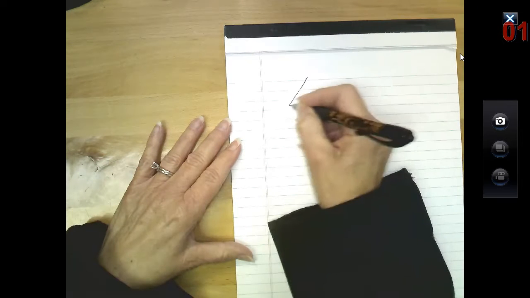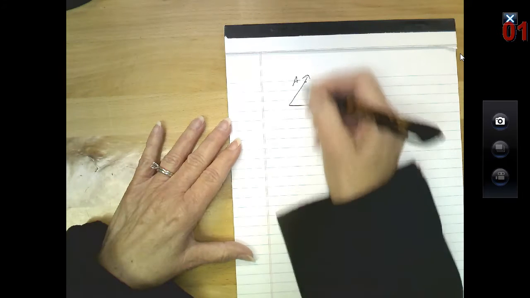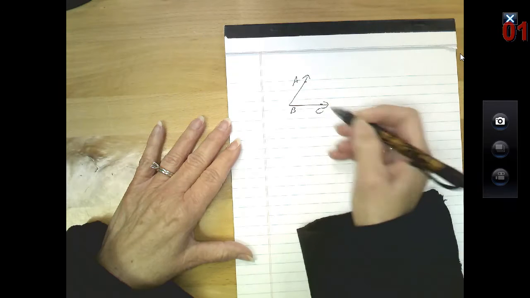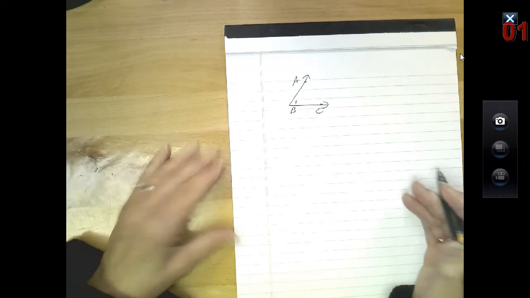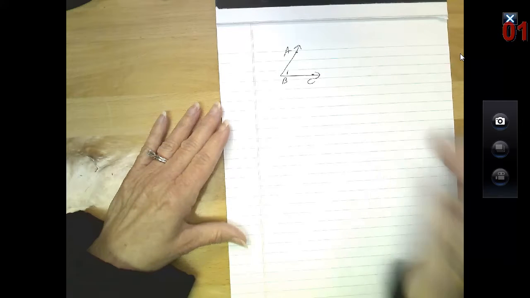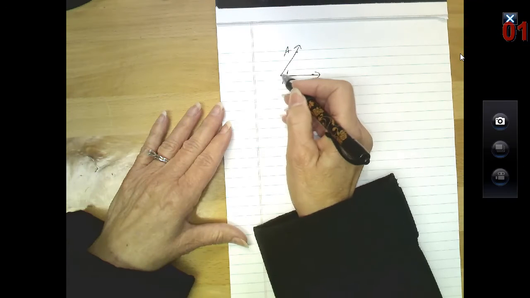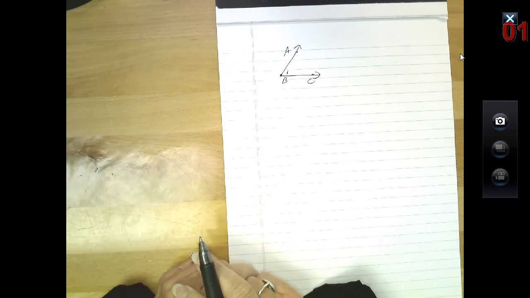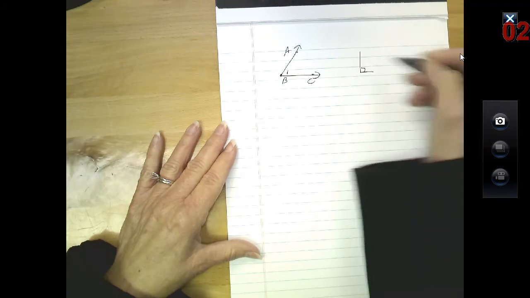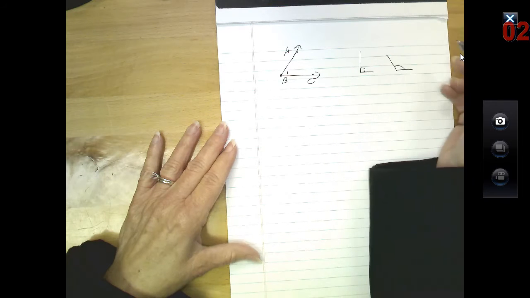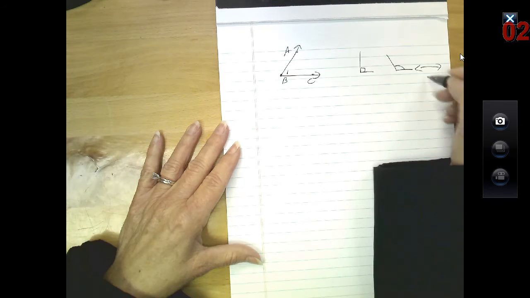Okay, we have angles, like angle ABC, or angle CBA, angle B, or angle 1. So you can name that angle in 4 different ways. B is the vertex, where the 2 rays come together. We have different types of angles: acute, right, obtuse, and straight. A straight angle is equal to 180 degrees. Acute is a small angle.